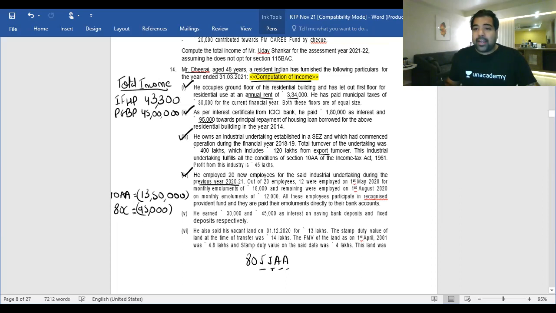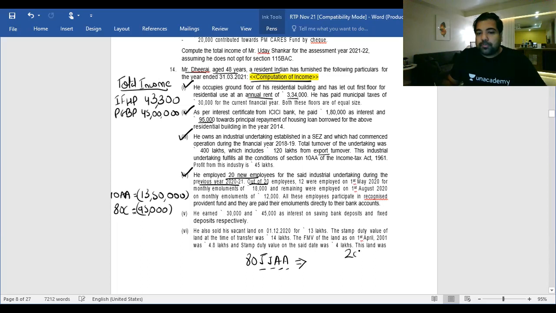This "job add" basically means that if you have an auditable company, an auditable entity with PGBP, and you employ more people, more additional jobs, and they work for a minimum of 240 or 150 days in the year, then you will get 30% additional deduction. So here, he employed 20 new employees. 12 employees were employed on 1st of May, that is the whole year except April.